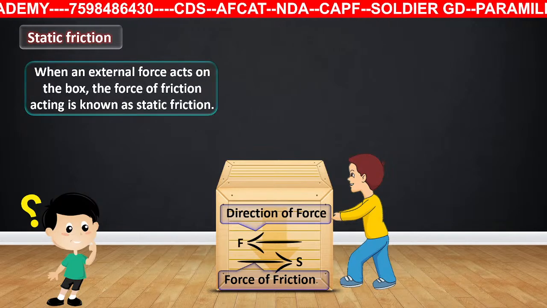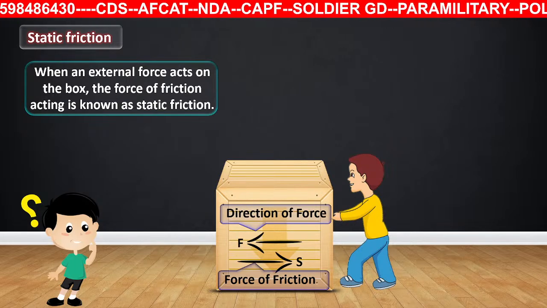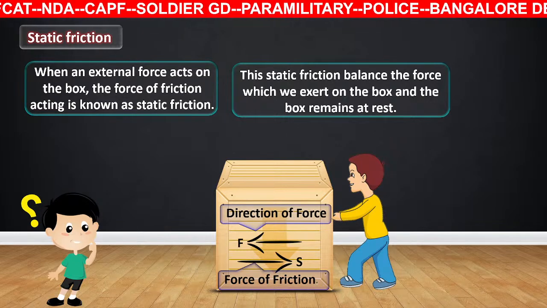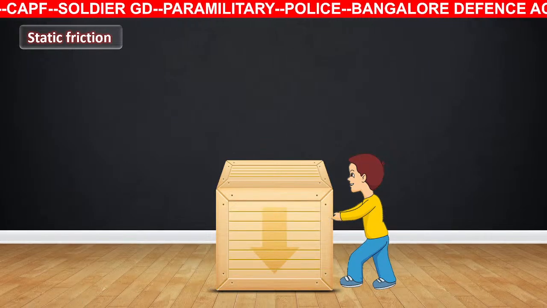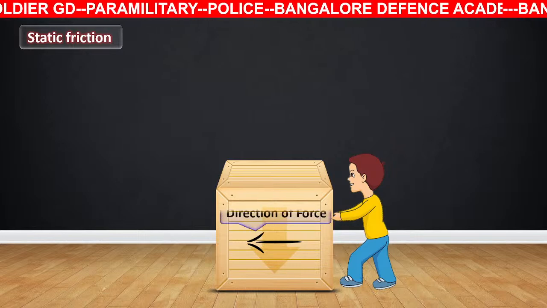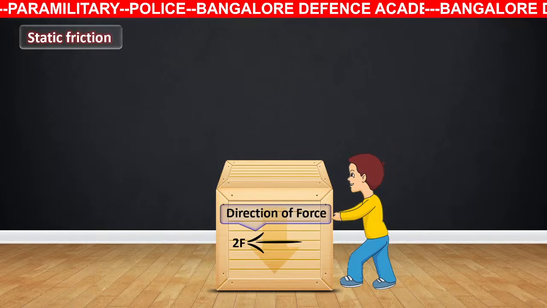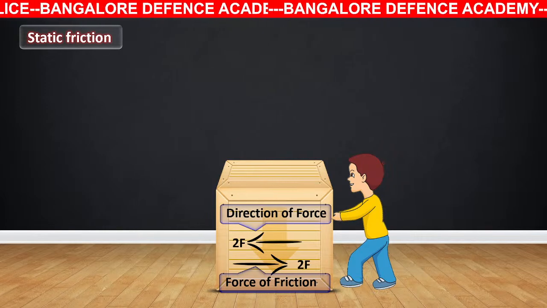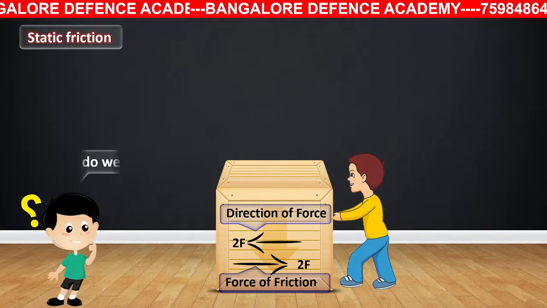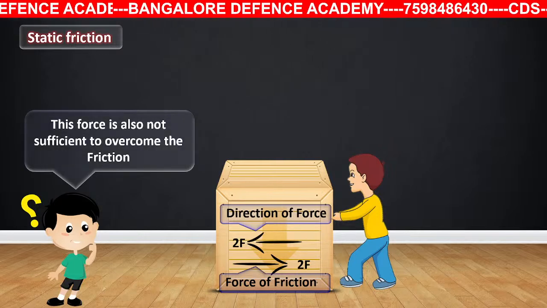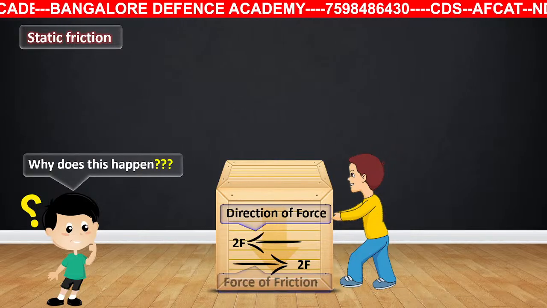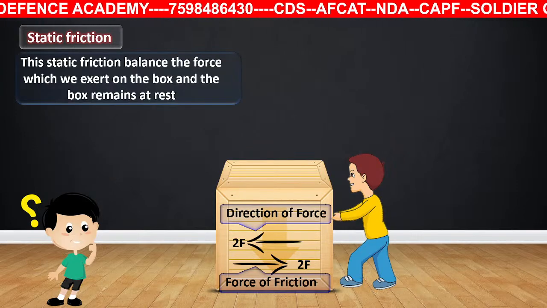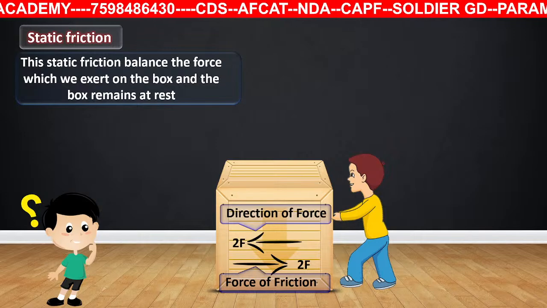Okay, so when an external force acts on the box, the force of friction acting is known as static friction. This static friction balances the force which we exert on the box and the box remains at rest. Now imagine he is applying force once again. Okay, this is the 2 Newton. Force of friction, it is equal 2 Newton. Again, there is no movement. So this is also not sufficient. Why does this happen? Because the force of friction is equal to the force applied here.